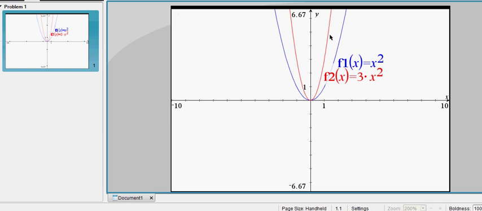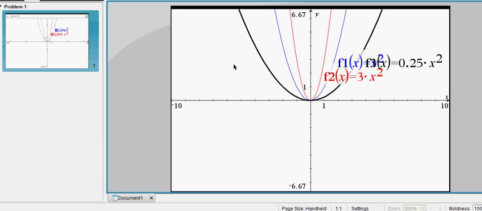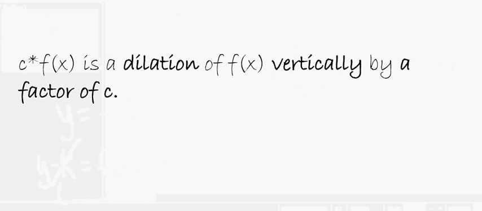Oh, look, the thing got skinnier. Or if I multiply by 0.25, well, the graph gets wider. But what is really happening there? What's really happening there is that when you multiply by some number c, you get a dilation of f of x vertically by a factor of c.